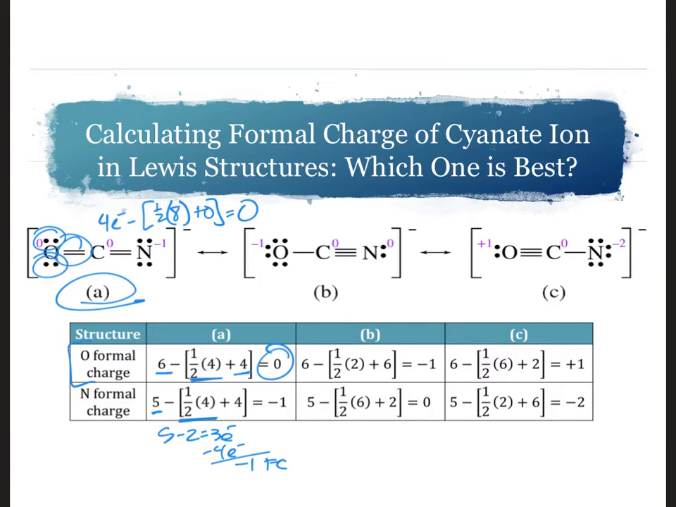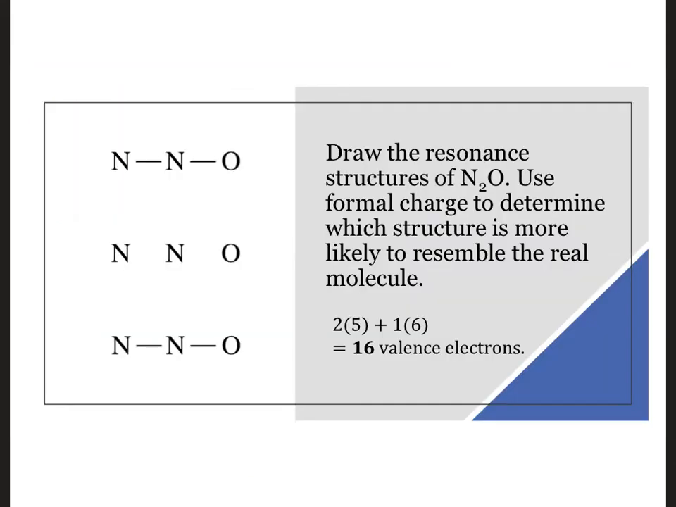Let's try another structure from start to finish. Let's build the Lewis structure for dinitrogen monoxide, N2O. Step 1. Sum up the valence electrons. We have 2 nitrogen atoms with 5 electrons and 1 oxygen with 6 electrons for a total of 16 valence electrons to place in this structure.